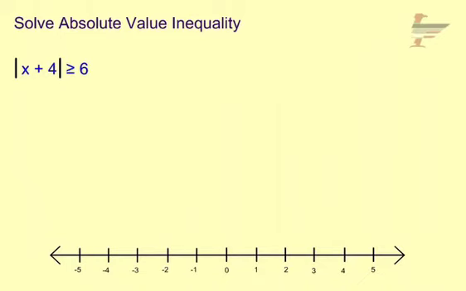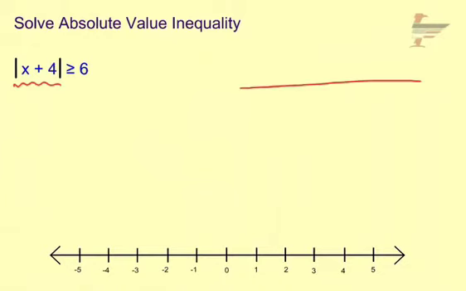Solve the absolute value inequality. The absolute value of x plus 4 is greater than or equal to 6. Now on these absolute value inequalities, we want to remember that absolute value really is defined as a distance thing. So we're saying we want the distance of x plus 4 to be greater than or equal to 6.